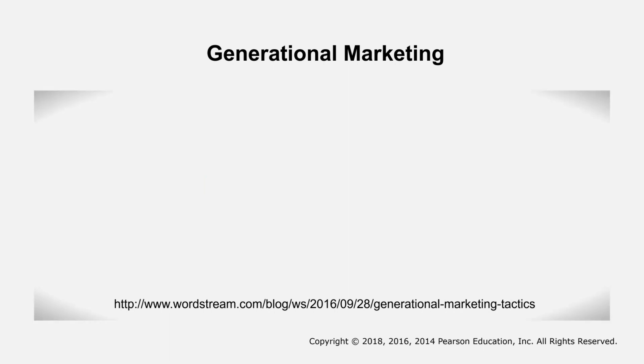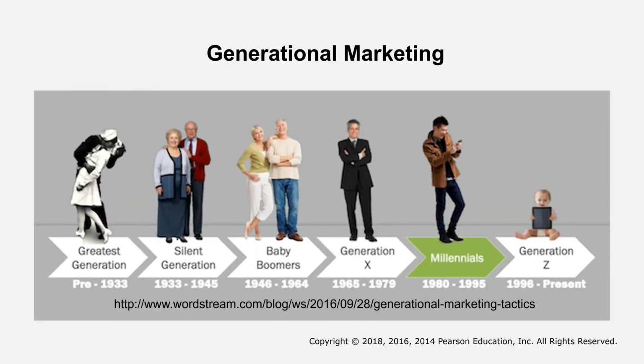So generational marketing. Generational marketing means that you're going to create a marketing program for a specific generation. So you could be creating a program for the greatest generation, which were born before 1933, or the silent generation, or the baby boomers. We got a lot of baby boomers here in Hawaii, so it would behoove us, if we were Zippies, to target them. And Generation X and the millennials.